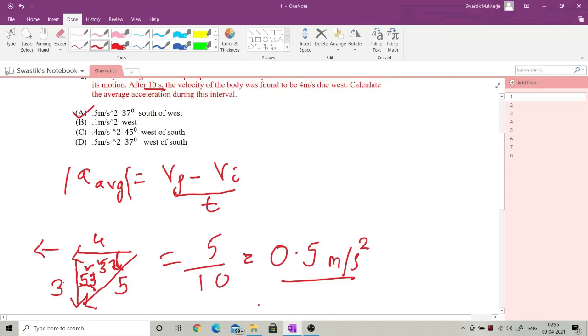They will always confuse you with these types of options, so you should not be scared by them. You should just solve your problem, see the answer, and then move on.